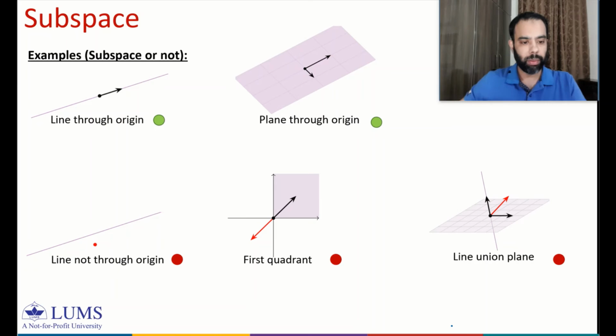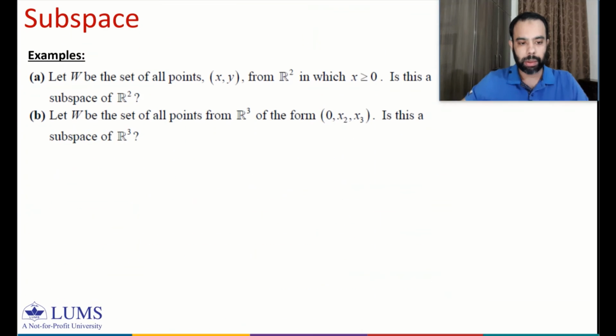Okay, let's look at two more examples. Work out those two. So we have a set W that consists of points x, y in R2 in which x is greater than or equal to 0. So what does this set represent? The first quadrant and the fourth quadrant in R2. So is this a subspace? It does not satisfy the scaling property. Right? So this is not a subspace.